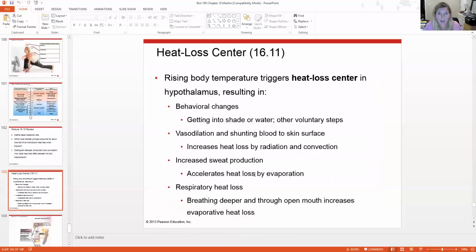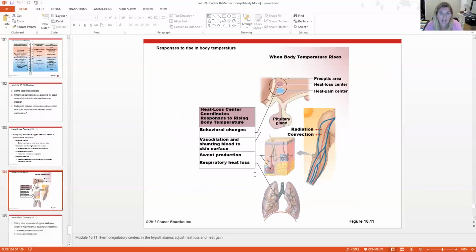We're winding things down. There's something called the heat loss center. The heat loss center is going to trigger the loss of heat from your body. So the behavioral changes like getting to the shade or drinking water, vasodilation and shunting blood to the skin surface to allow that heat to escape from the body, increased sweat production, respiratory heat loss, and increasing deeper breaths and increasing our rate of respiration to get rid of that hot air that's inside of us. This is all coordinated through the hypothalamus.